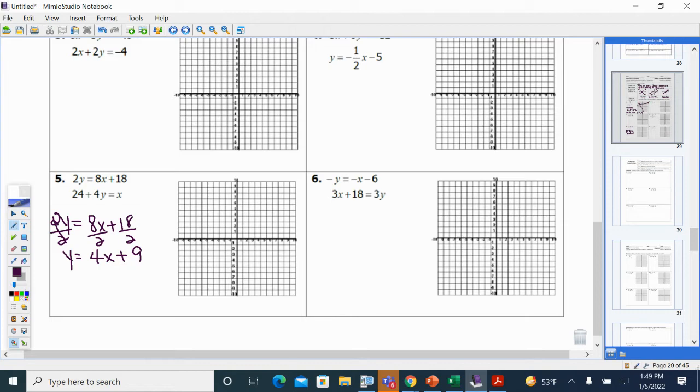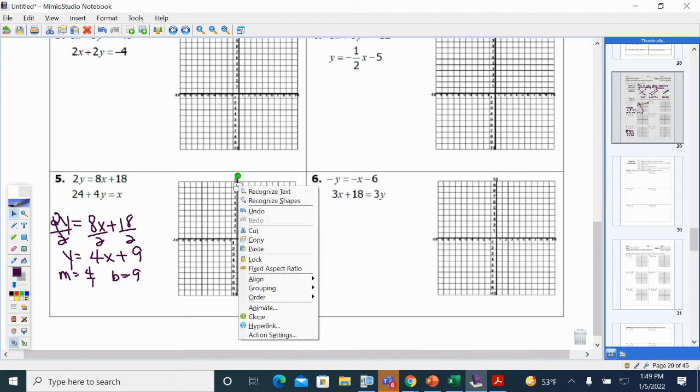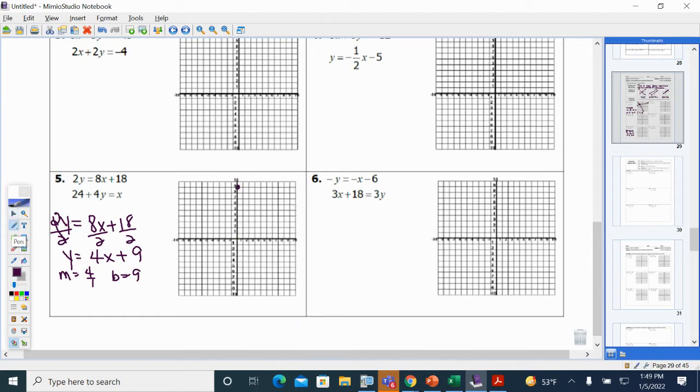So I'm going to graph that one. That one has a slope of 4, which would be 4 over 1, and a y-intercept of 9. So it hits the y-axis at 9, and I need to rise 4 and run 1, but I can't go up 4 and right 1, so I'm going to go to the opposite, down and left. So there's that line.